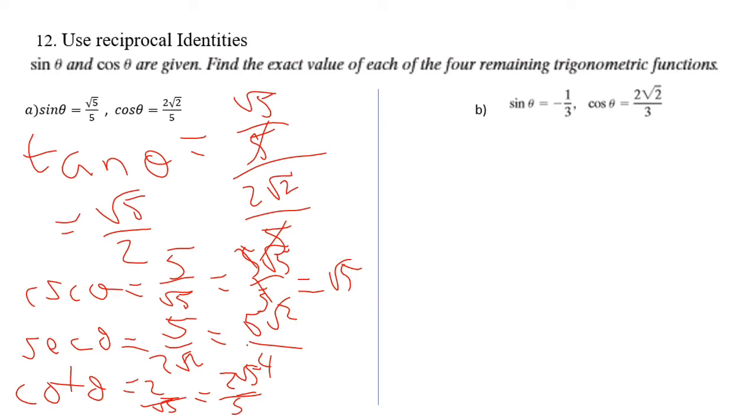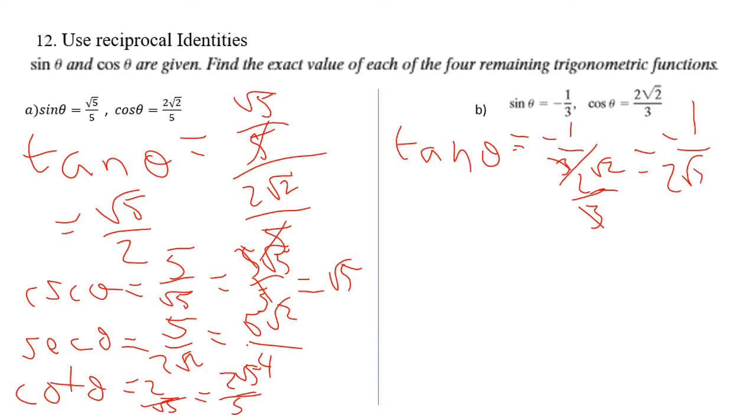For B, we have sine is negative 1/3, and cosine is positive 2 root 2 over 3. So let's go ahead and get tan. Tan will be sine over cosine, so it's negative 1/3 divided by 2 root 2 over 3. The numbers are the same, they cancel out. So I end up with negative 1 over 2 root 2. We have to rationalize it, so that becomes negative root 2 over 4.